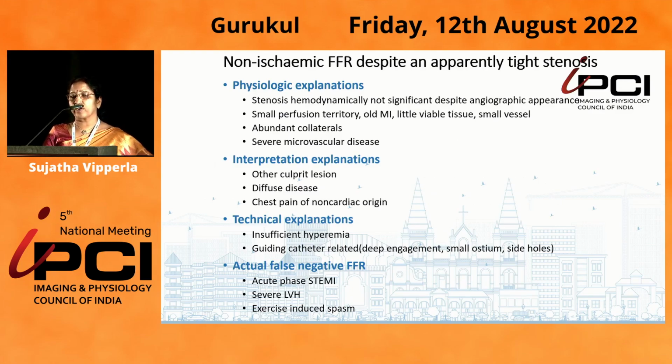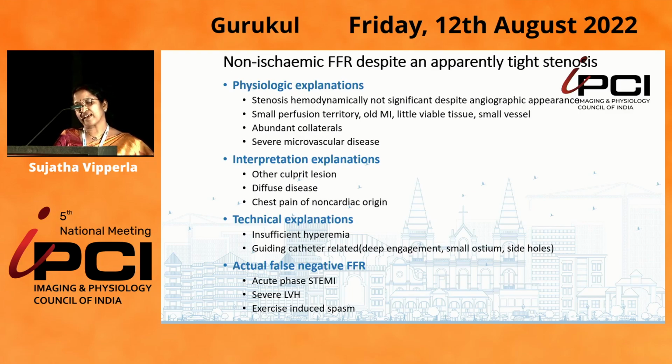Supposing you get a non-ischemic FFR, you're saying it is a tight stenosis. You feel that you have measured right. You have to consider, as I said, the clinical context of the patient, which is very important. The small perfusion territory, little viable tissue, small vessels, collateral, severe microvascular disease can cause this non-ischemic FFR. Maybe there is another culprit lesion, diffuse disease, or a chest pain of non-cardiac origin.